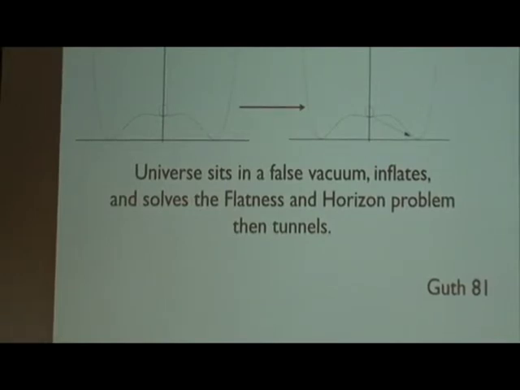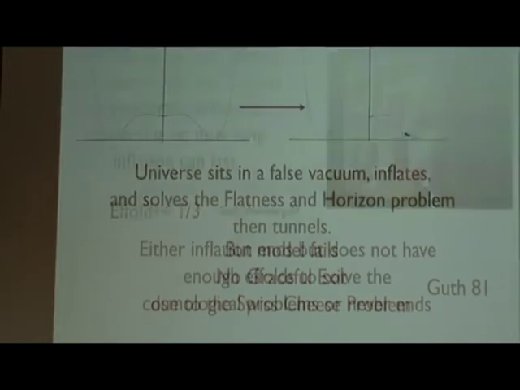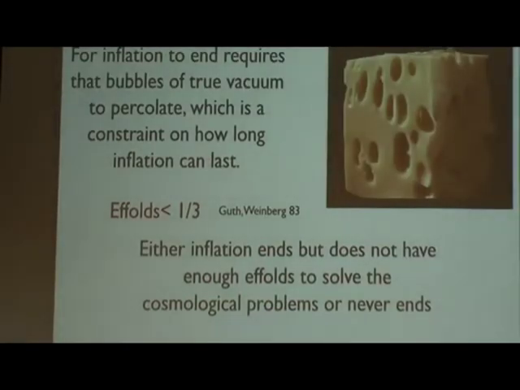Again, the universe sits in this false vacuum, you inflate, you solve the flatness and horizon problems, and then you tunnel to the true vacuum. So that was old inflation. But as I said, the model fails because there's no graceful exit, which is famously related to the Swiss cheese problem. You generate bubbles of true vacuum, and these bubbles have to meet each other and percolate, and then the universe can transition from the false vacuum to the true vacuum.